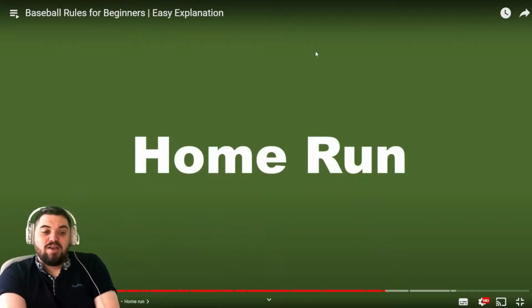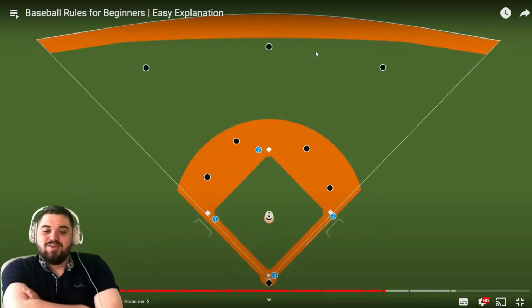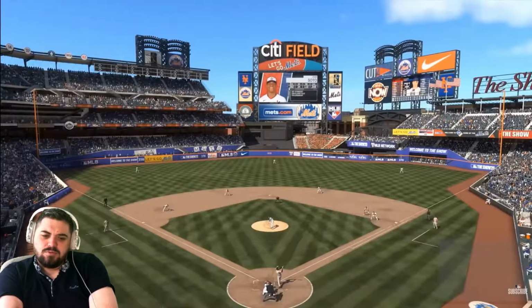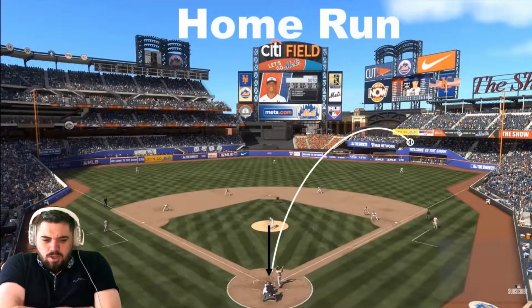The most fun part of baseball, if you could do it, is scoring, rather than the ball being thrown and the hitter hitting it outside. Let's take a look in the stadium. If a ball is thrown and it's hit outside, then it's called a home run.